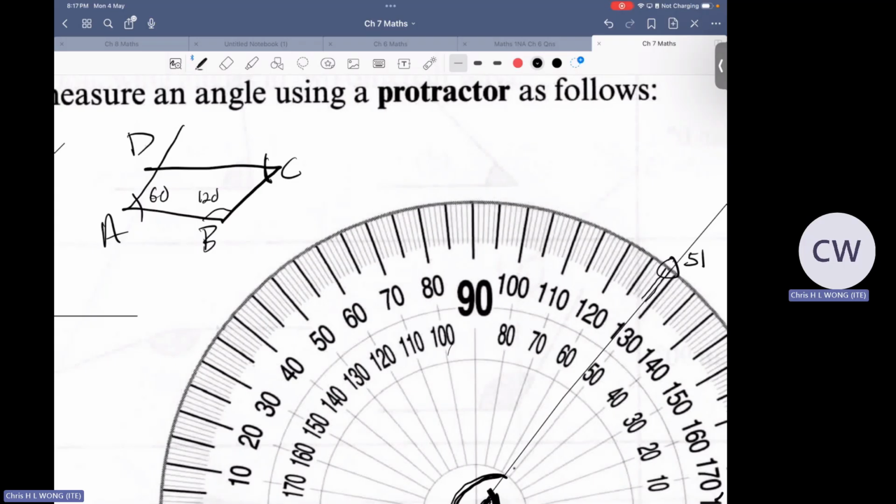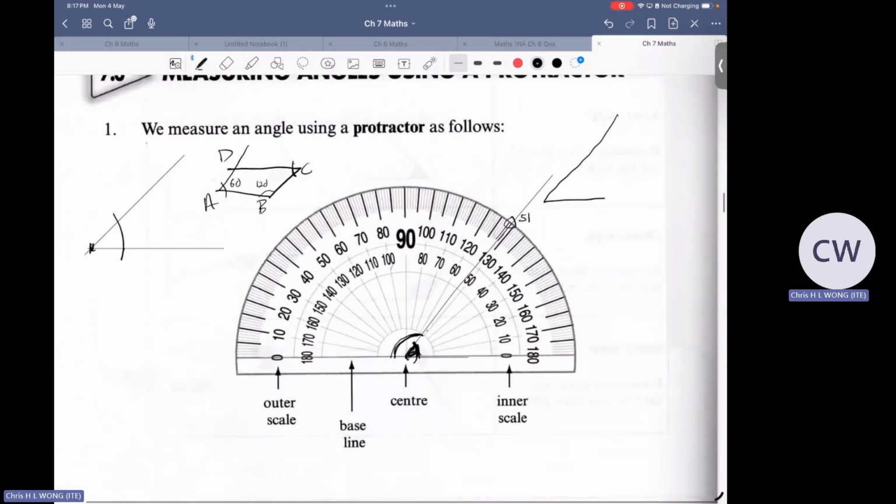Okay, yeah, that's what I'm saying. You must calculate. Your protractor is only used when they ask you to use it. If not, you cannot use it. All good? Yeah. So protractor, knowing you know what to do.